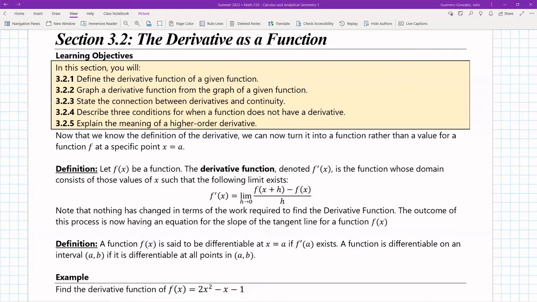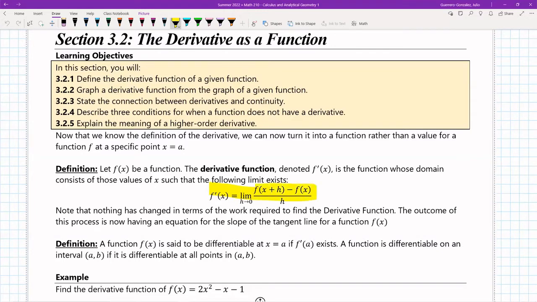The definition for the derivative as a function is this right here. And notice the only thing that changes is this x used to be an a before, and now it's an x because it's going to be turning into a function. If we do the same process, we get the equation for the slope of a tangent line at any x value we have.